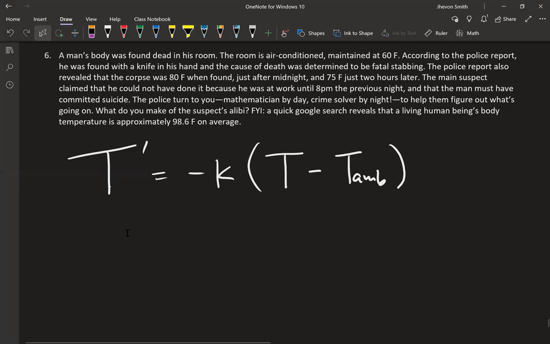But Newton figured out that the rate of change of temperature is always proportional to the difference in temperature between an object and its surroundings. So the bigger the gap between the temperature of the object and the temperature of the surroundings, the faster the temperature change will move to make these guys match. For a smaller gap, the temperature change will drop slower, right?